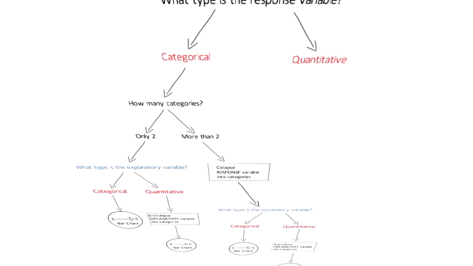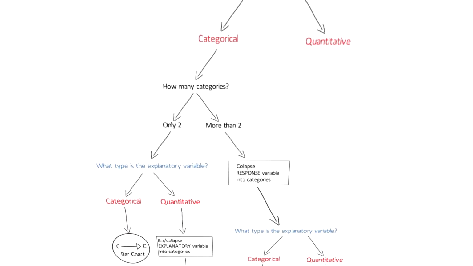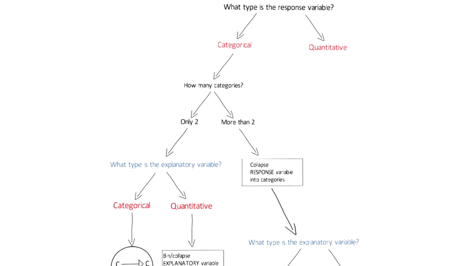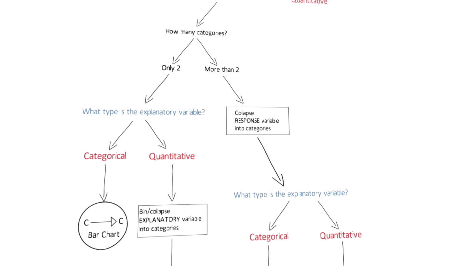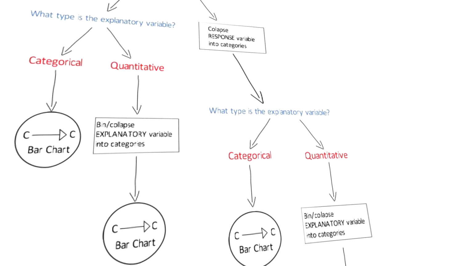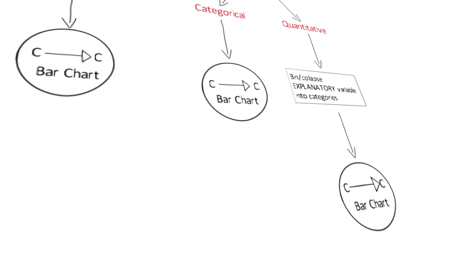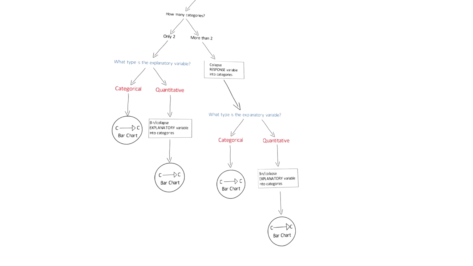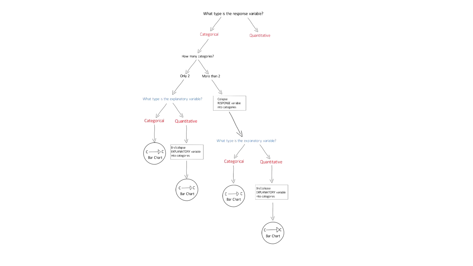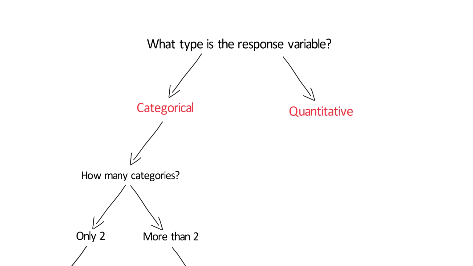From the two bivariate graphing examples that we've covered, we filled in the left side of our graphing decisions flowchart. Each example showed situations when our response variable was categorical. Let's talk now about the right side of our flowchart when the response variable is quantitative.